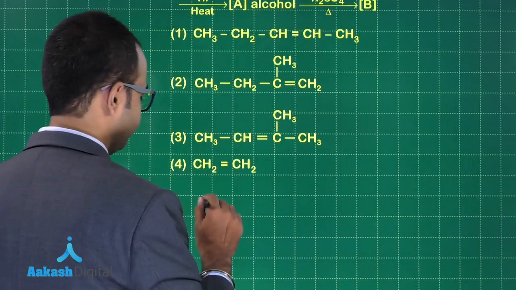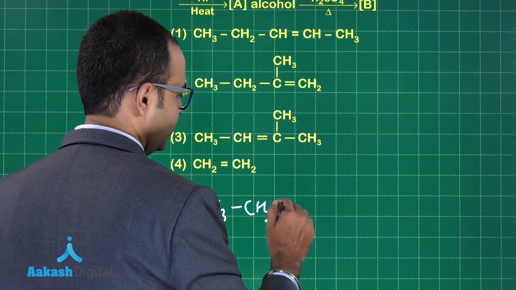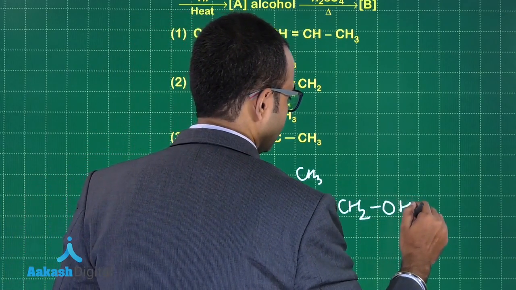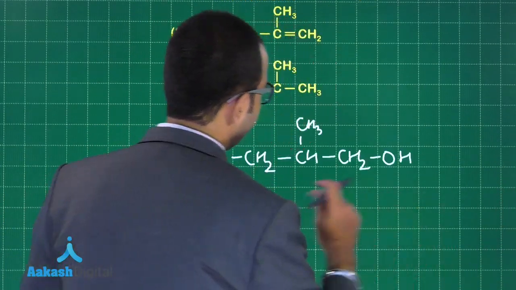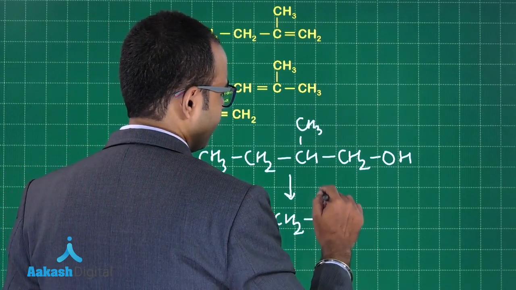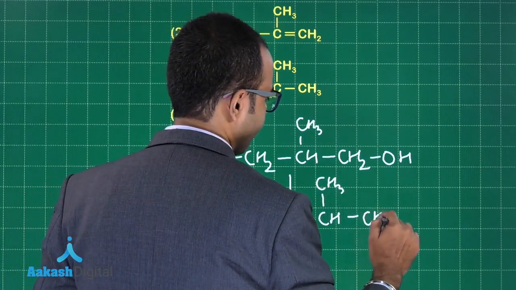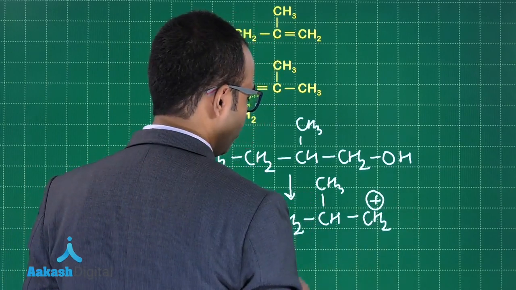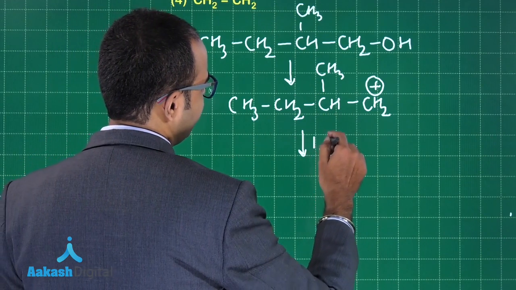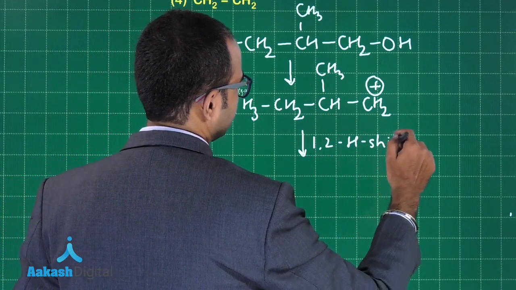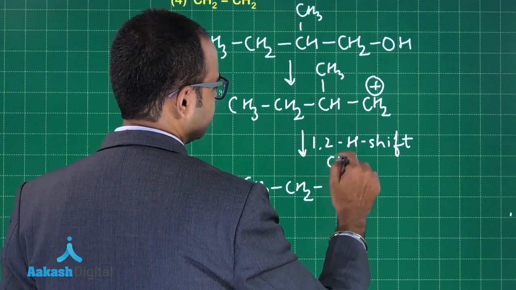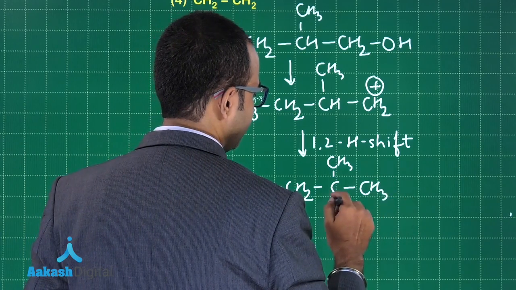So the alcohol over here is CH3, CH2, you're carrying out dehydration of this, right? So as I carry out dehydration of this, what will I get? I will get CH2 plus, which is unstable. So there will be a 1,2 hydride shift. As you are shifting this hydrogen, we get a carbocation over here. So this will carry a positive charge.